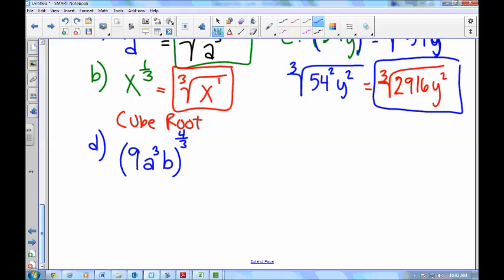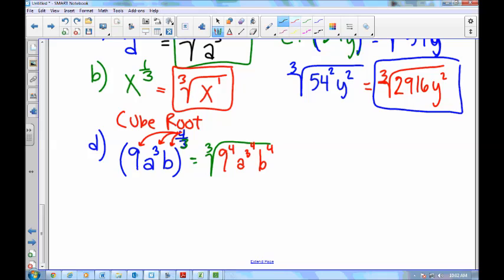What's the index? Shout it out. 3. Good. That denominator is the index. We get the cube root of. Make sure either you do it in parentheses or you distribute. The 4 needs to go to everything, right? 9 to the 4. A cubed to the 4th. B to the 4th. Now do you see why we did exponents last time? Because this has the power rule in it, and we need to know how to do that.